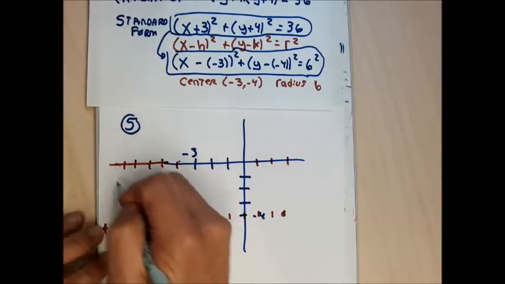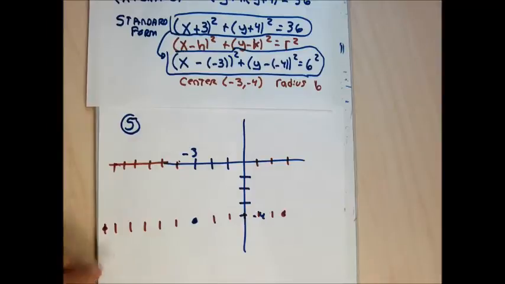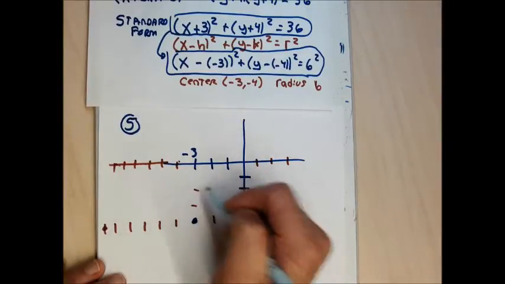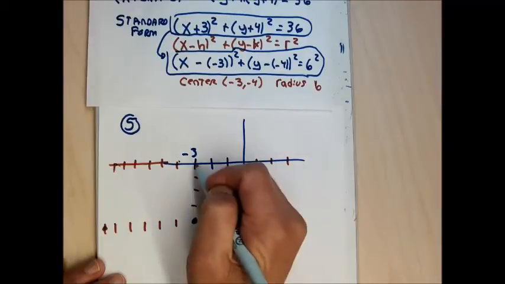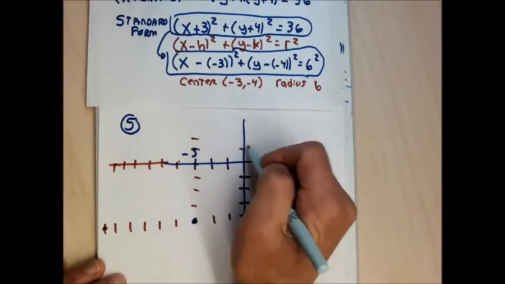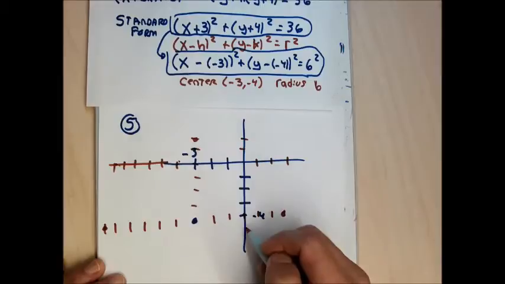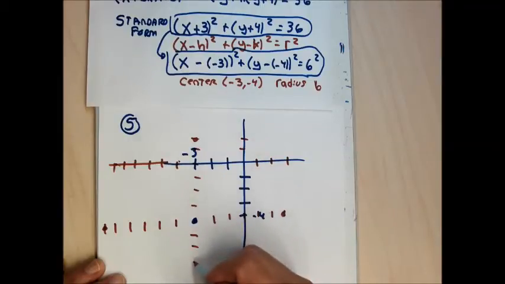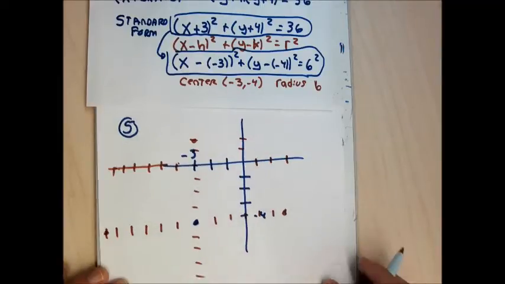I just counted 6 to the left, 6 to the right. Now I'm going to go 6 up. So 1, 2, 3, 4, 5, 6. And then the down. 1, 2, 3, 4, 5, 6. I'll go off to my screen.